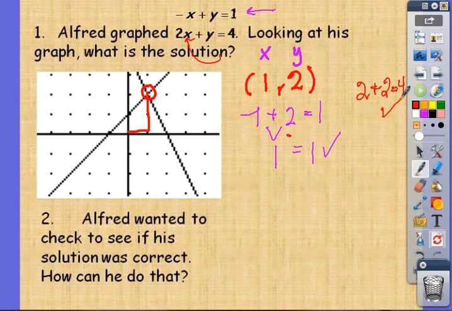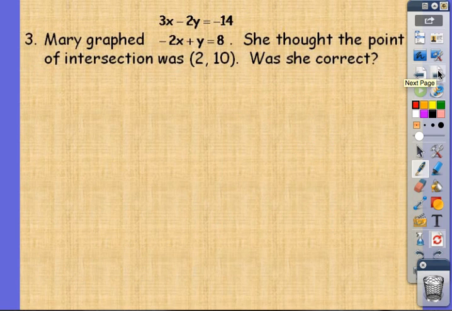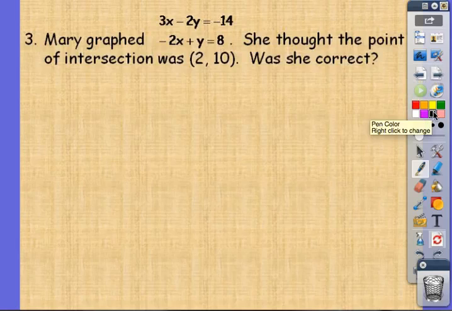So how can he do that? Plug in x and y, or you can plug in the ordered pair. Okay? All right. So number 3 says Mary graphed this system. She thought the point of intersection was 2, 10. Was she correct? We don't have a graph to look at, so how are we going to see if she was correct? We're going to plug in 2 for my x and 10 for my y.